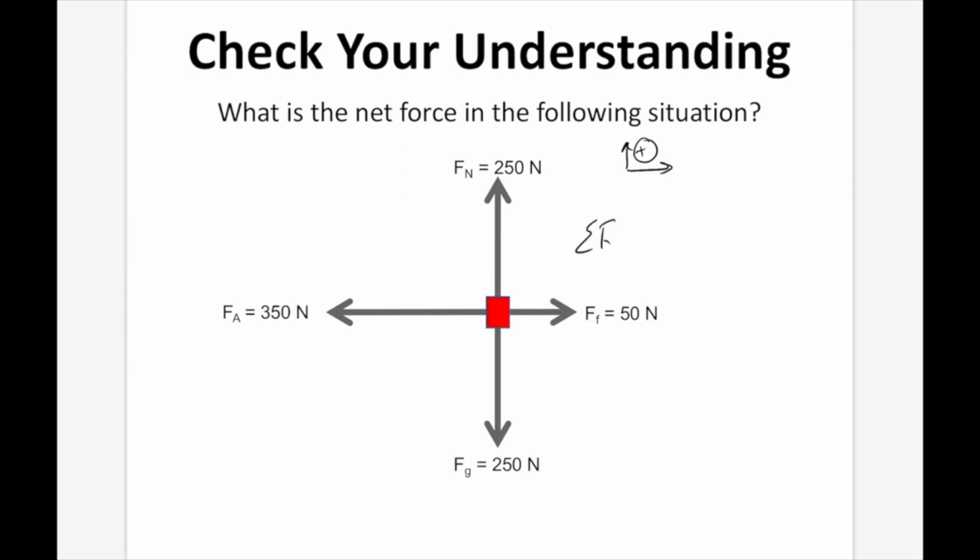So we're going to say the sum of the forces in the x direction is going to equal 50 plus negative 350, and that equals negative 300 newtons. Since we said right was positive and we get a negative number, the sum of the forces is going to equal 300 newtons left, and that's our final answer.